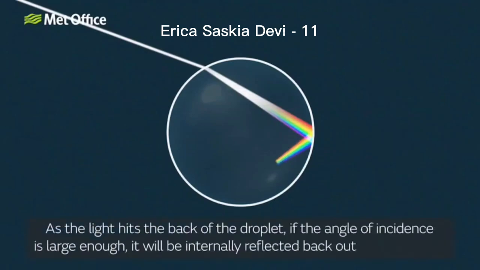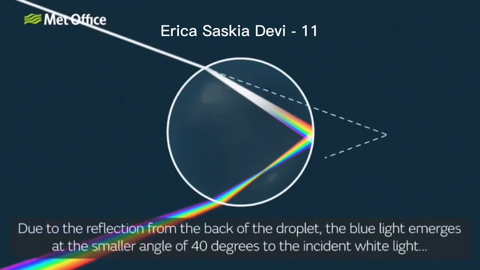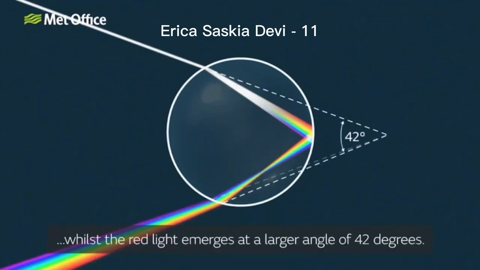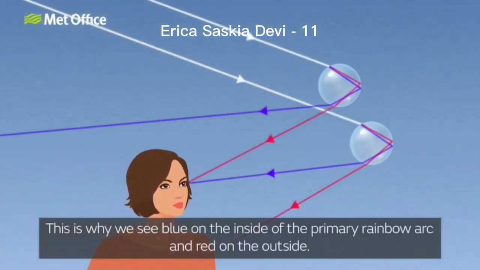As the light hits the back of the droplet, if the angle of incidence is large enough, it will be internally reflected back out of the droplet. As the light exits the droplet, it speeds up and it's refracted again, further dispersing the colors. Due to the reflection from the back of the droplets, the blue light emerges at a smaller angle of 40 degrees to the incident white light, whilst the red light emerges at a larger angle of 42 degrees. This is why we see blue on the inside of primary rainbow arc and the red on the outside.